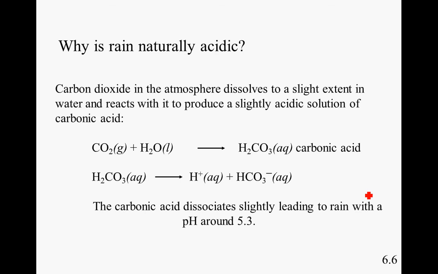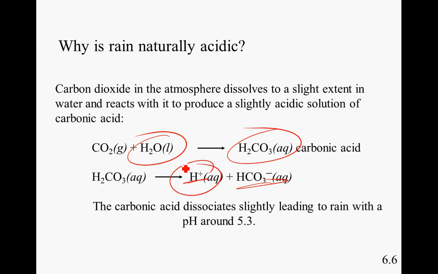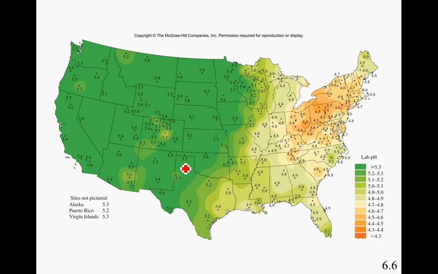So why is rain normally acidic? Well, carbon dioxide is formed naturally in the atmosphere. This combines with the water to produce carbonic acid. This then breaks apart into hydrogen and bicarbonate ion. Remember, by definition, an acid donates a hydrogen. Rain is normally acidic. However, anything below 5 will be even more acidic than normal.